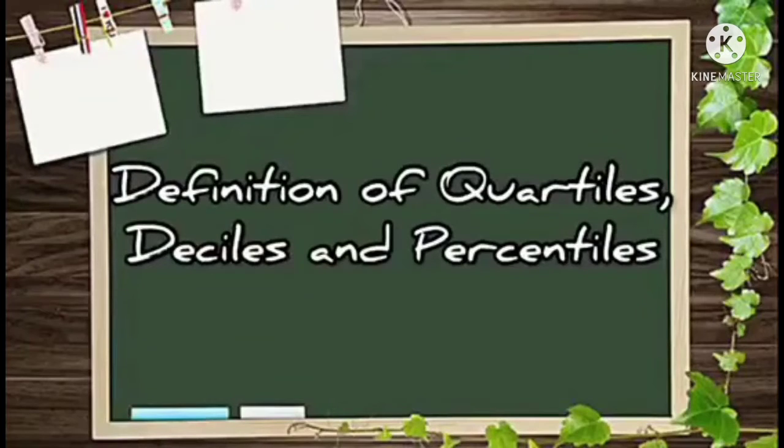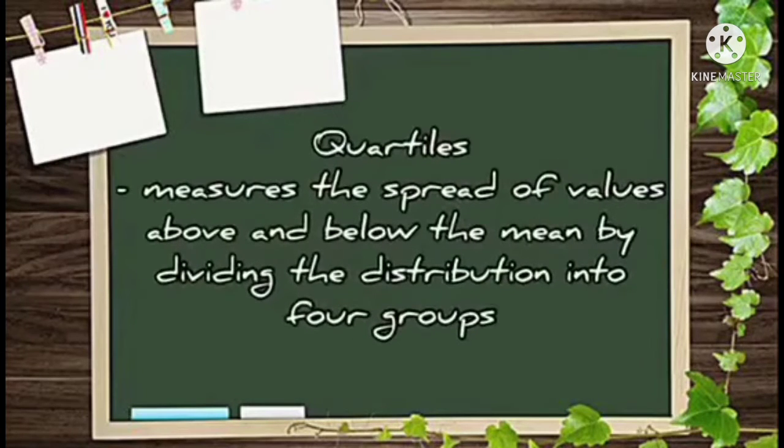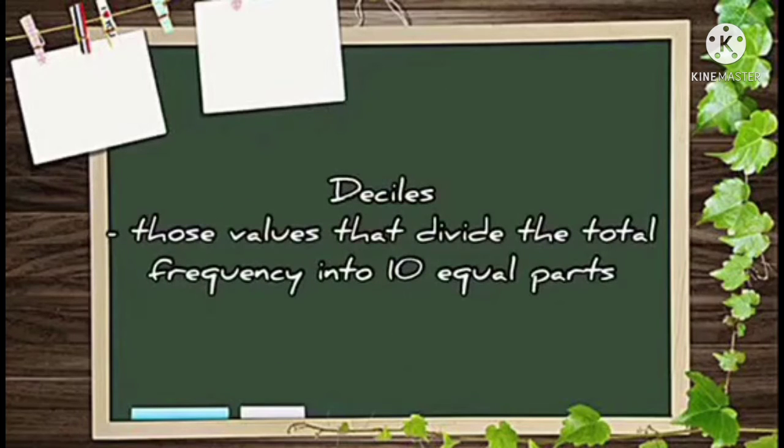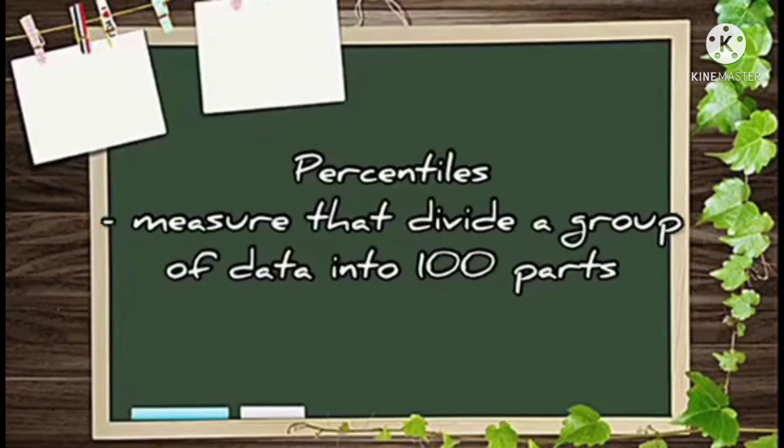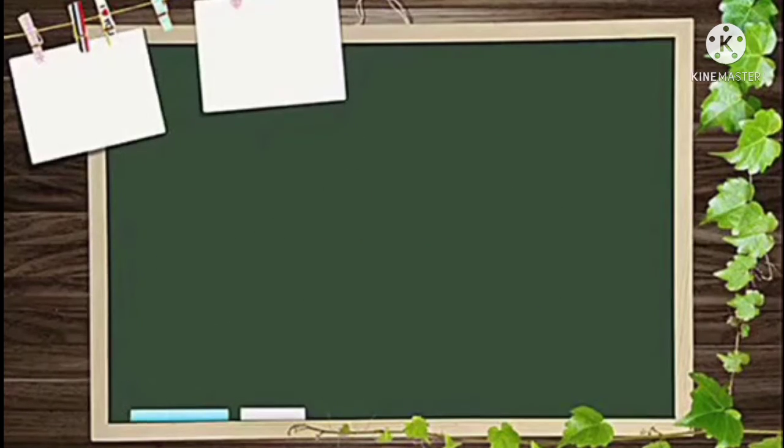So let's define quartiles, deciles, and percentiles. Quartiles measure the spread of values above and below the mean by dividing the distribution into 4 groups. Deciles are those values that divide the total frequency into 10 equal parts. And percentiles are the measures that divide a group of data into 100 parts.